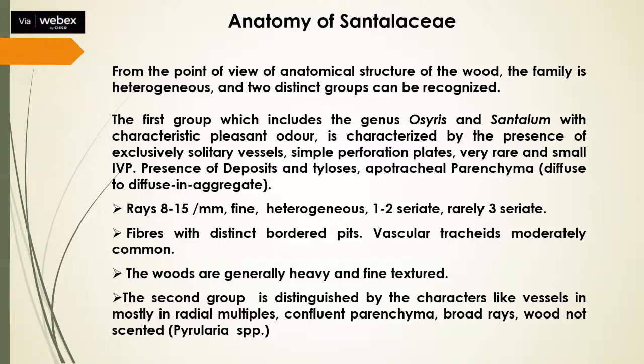The second group consists of Pyrularia; we have one species available in India. This group is distinguished by characters like vessels mostly in radial multiples. This is in contrast to the first group, which has exclusively solitary vessels, but the second group has radial multiples and confluent parenchyma. In the first group the parenchyma is diffuse to diffuse in aggregate, whereas in this group the parenchyma is confluent, that is, banded, with broad rays. Rays are easily visible with the hand lens. Woods are not scented. So this is how we can differentiate between the two groups of the Santalaceae.